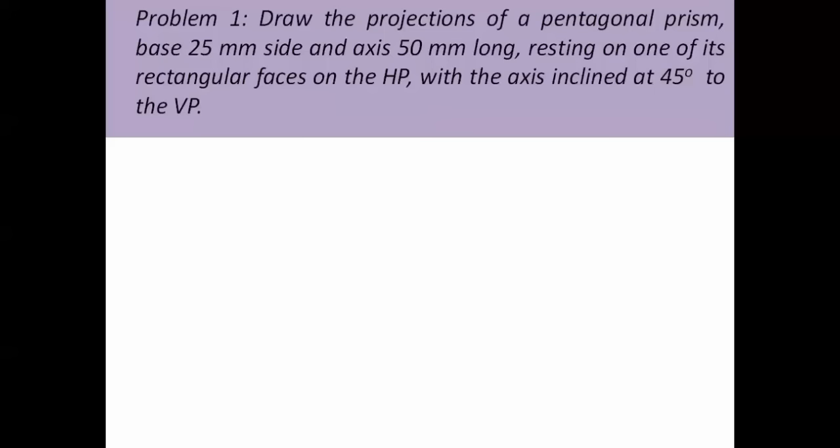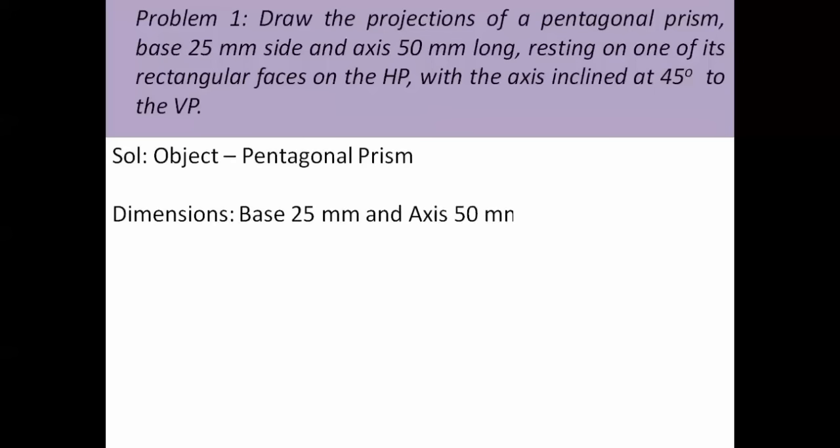Now let us extract data from this description. So we have a pentagonal prism, and it has dimensions in the form of base and axis. The base is 25 whereas the axis is 50. Now one more thing that it does have is this inclination. It is inclined at an angle of 45 degrees to the vertical plane. So any inclination associated with the vertical plane is represented by phi, and phi has been given as 45 degrees, the angle made with VP.